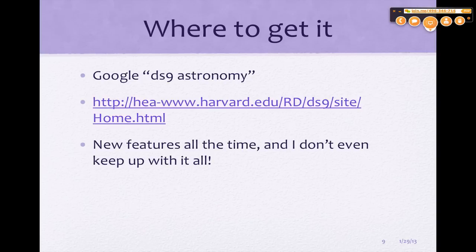So where to get it, some of you who are on early watched me actually do this, because I didn't have the slide up before. If you Google ds9 astronomy, you'll find it. If you just Google ds9, you'll find the episode guide for the Star Trek series. The website is given there. They have new releases all the time, new features all the time. I can't even keep up with it all. I'm just going to give you sort of a baseline introduction here, the basic features, but I'm sure there's more that I don't use because I don't know about it.